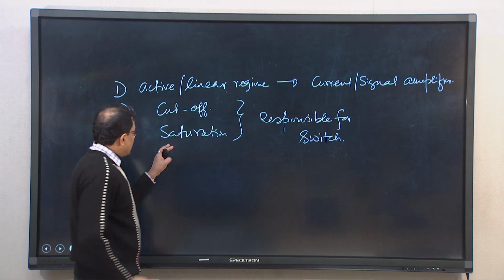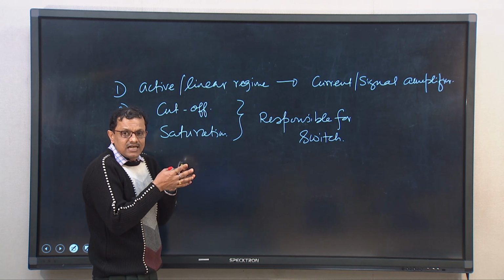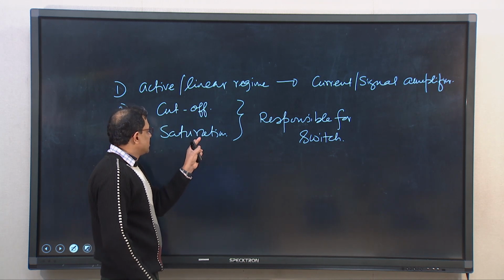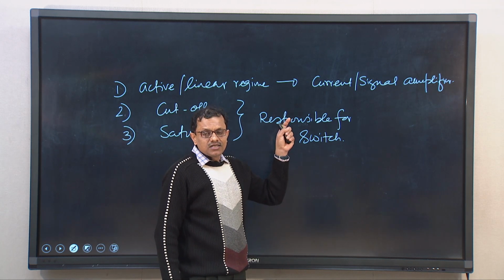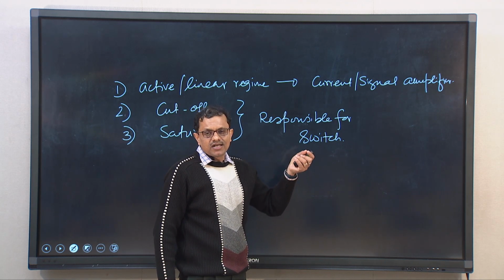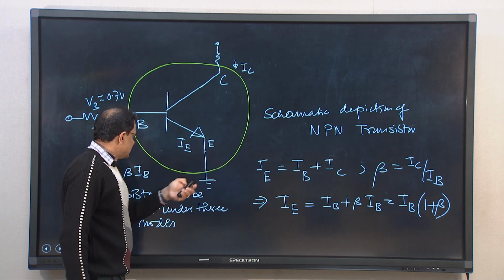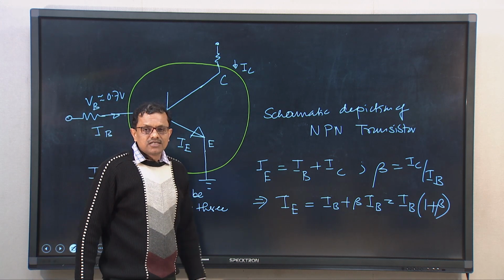Either we can use the transistor as an electronic solid state switch, in that case we need to operate the transistor in these 2 regimes, cutoff that is off, saturation this is on. If you need to use the transistor for amplification of current or signal, then we need to operate the transistor in this linear regime, and that is what we have discussed. Now, what is cutoff and what is saturation?